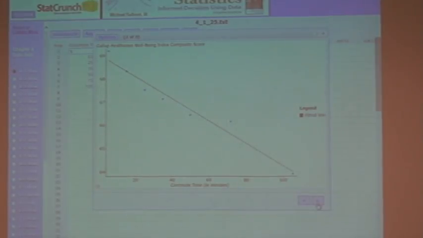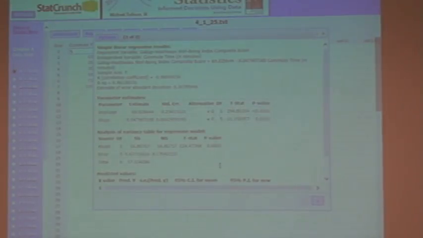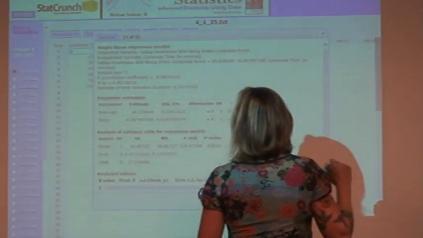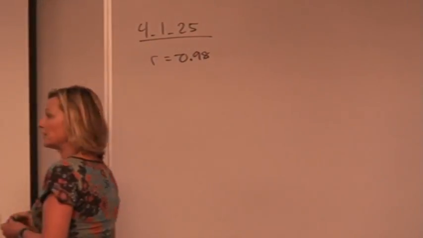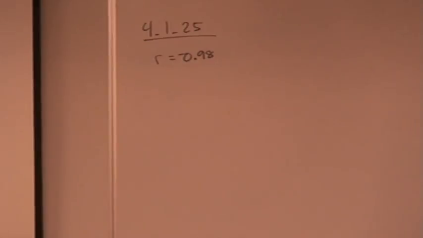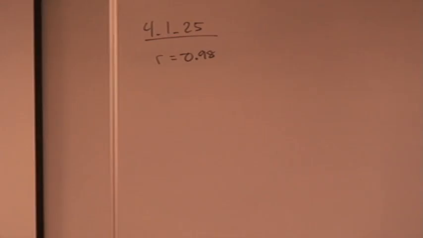We've got our scatter plot with our fitted line. Scatter plot looks really good, as we had already looked at. Here's our data. Our R value was negative 0.98. So that tells us there's a very strong, negative 0.98, right? Negative linear relationship between commute time and well-being score.